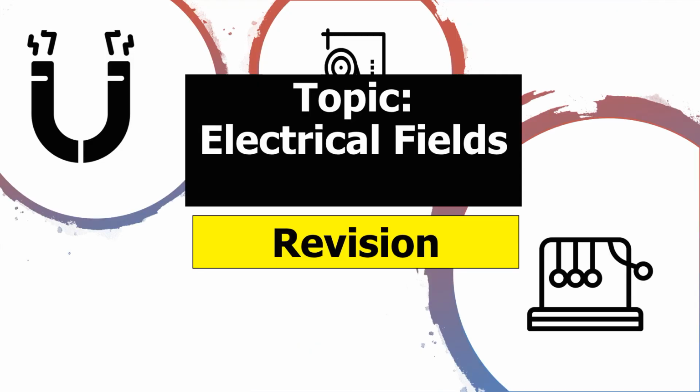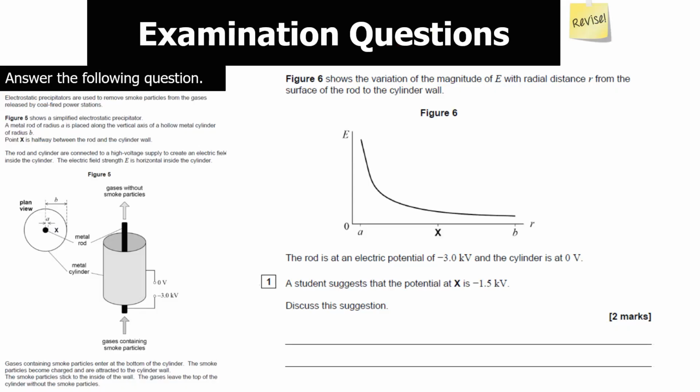We're now going to look at some questions regarding electric fields. This question says electrostatic precipitators are used to remove smoke particles from the gases released by coal-fired power stations. Figure 5 shows a simplified electrostatic precipitator. A metal rod of radius A is placed along the vertical axis of a hollow metal cylinder of radius B. Point X is halfway between the rod and the cylinder wall. The rod and the cylinder are connected to a high voltage supply to create an electric field inside the cylinder.